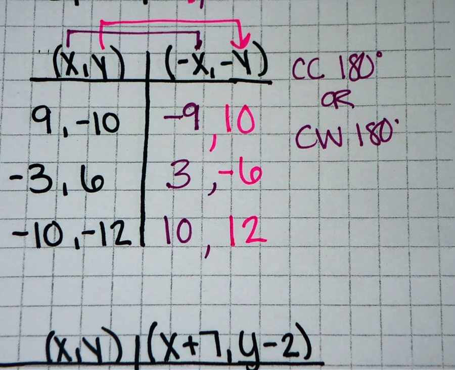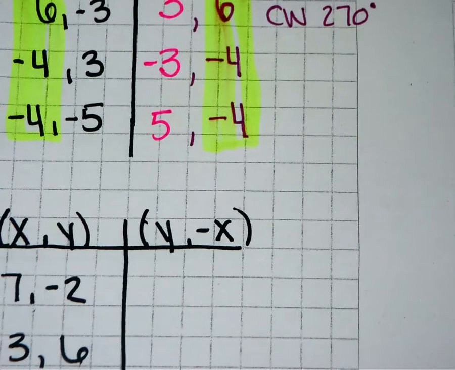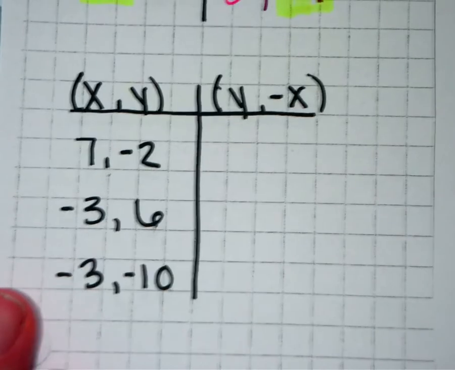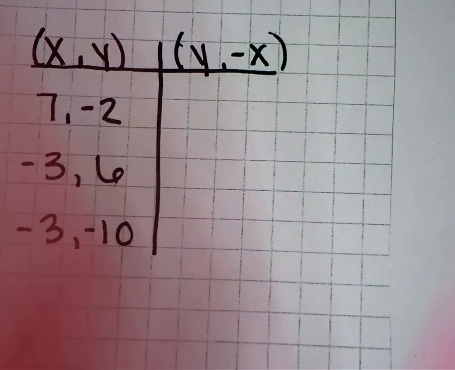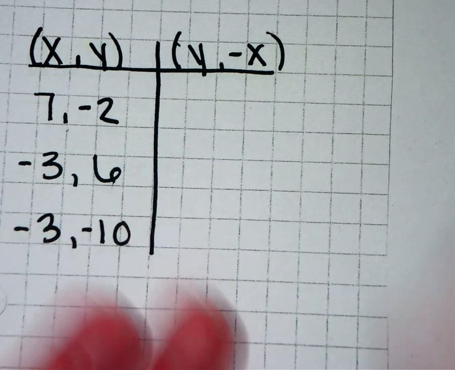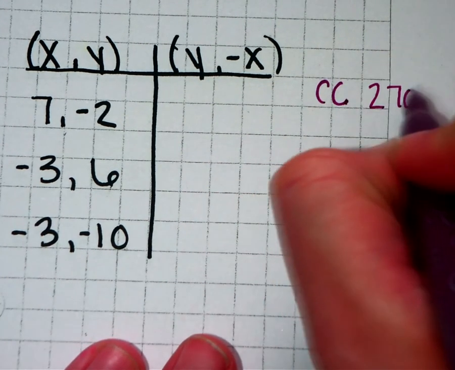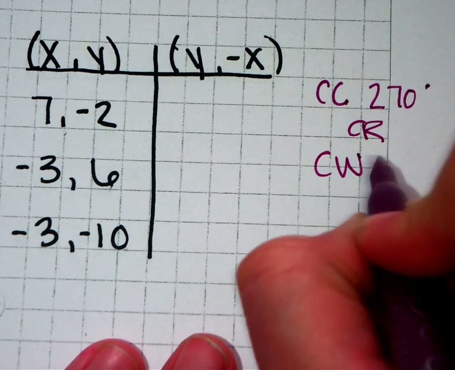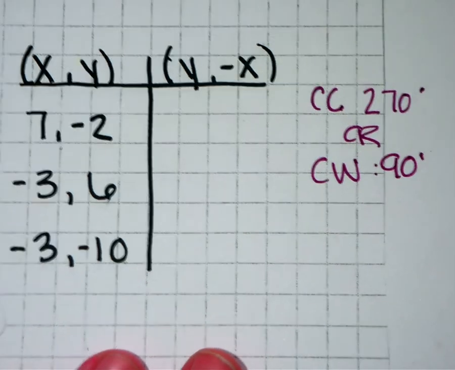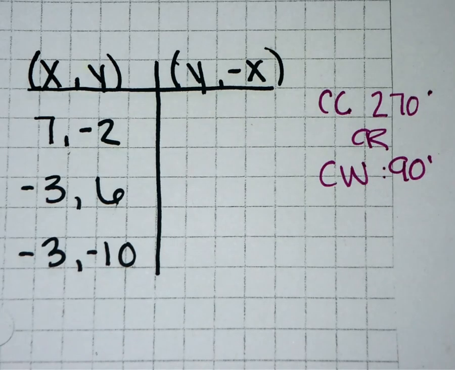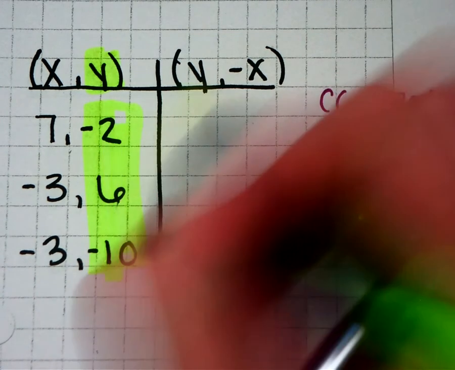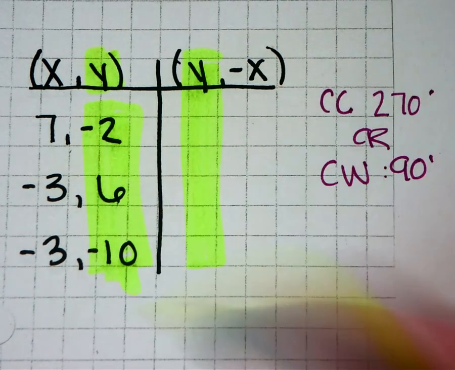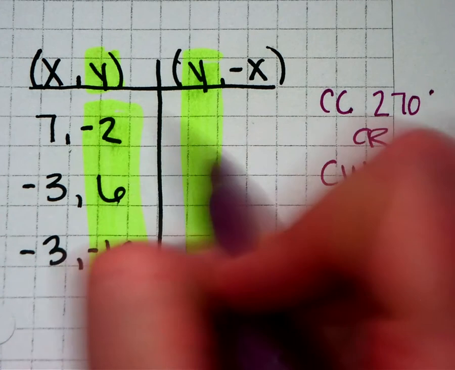Our last rule as far as rotations go is y comma negative x. So for y comma negative x, this is a rotation counterclockwise 270 or clockwise 90 degrees. Remember, they're the same rule, just opposite directions of each other. On this problem, my y values are the ones that are staying the same. All those y values are just going to move to the front now.